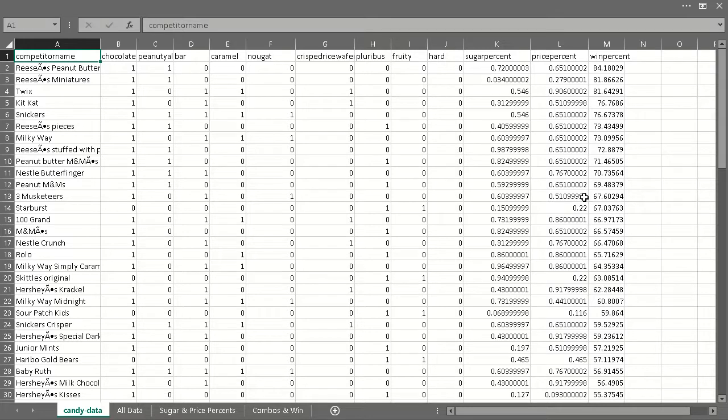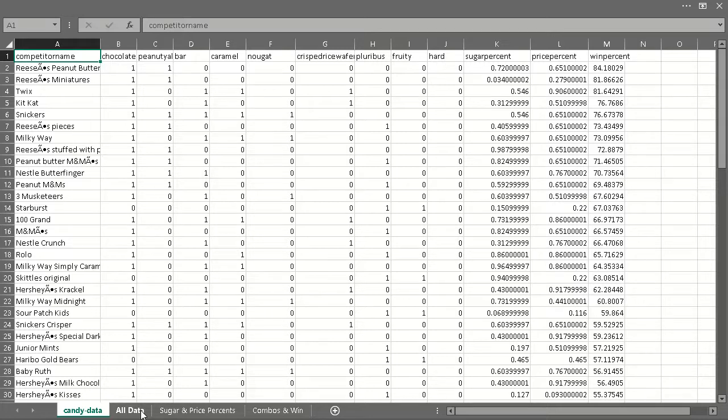Initially, this was completely unsorted, and I tried a few different ways to sort it, whether it was win percent with price percent and then sugar percent, and I realized that scattered everything a little too much. So I simply organized it by the win percent and sorted by the win percent. And then I wanted to visualize the data.